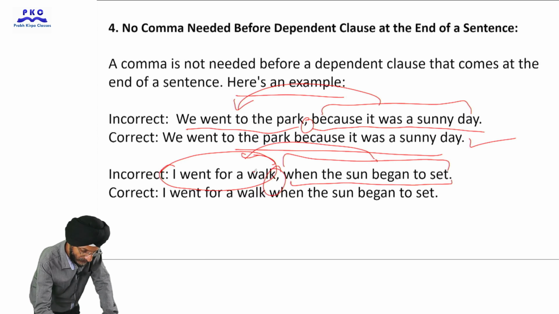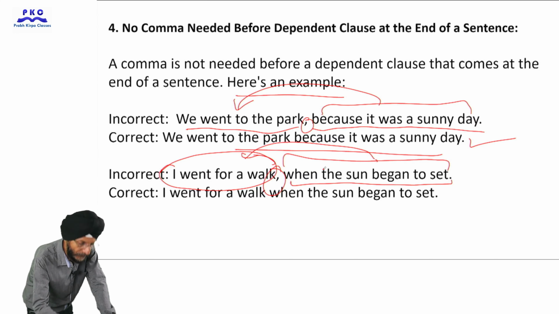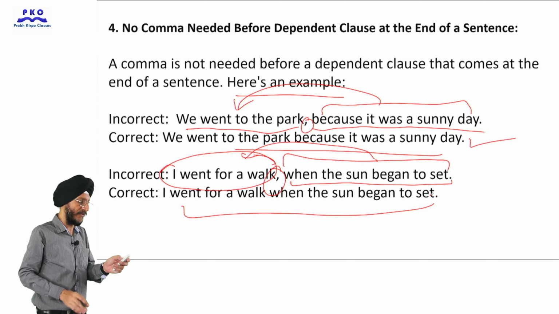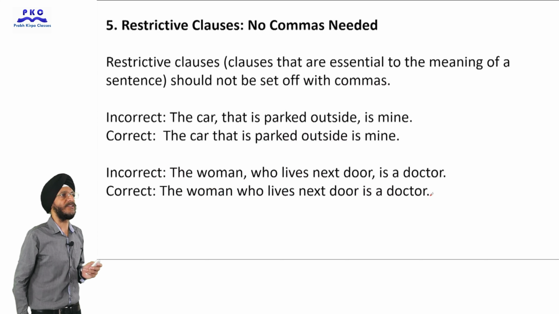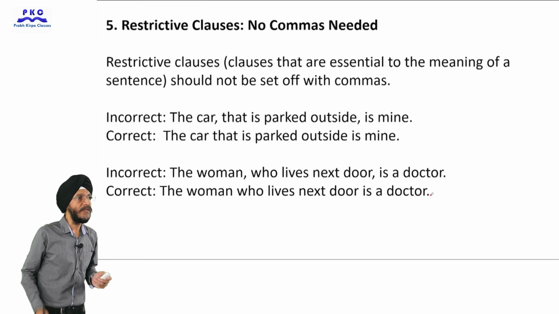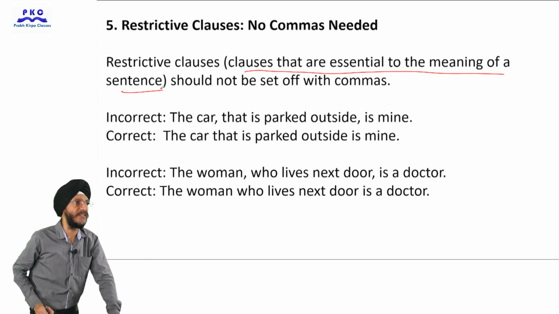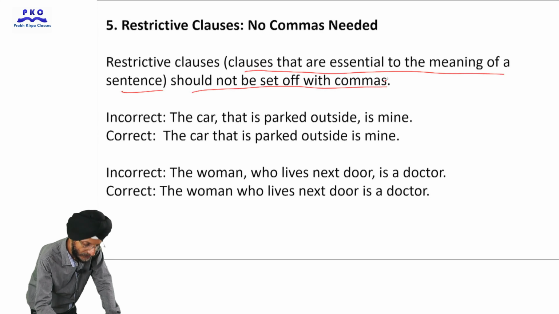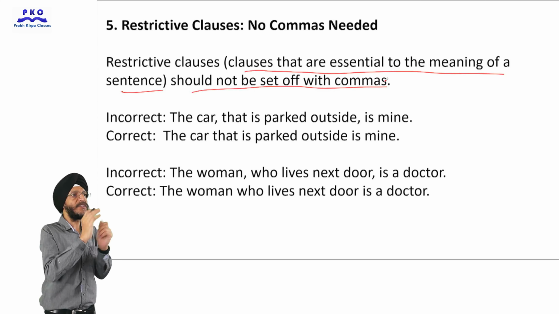So in between the dependent clause and independent clause, a comma is not to be placed. Before the dependent clause, a comma should not be there. So the correct sentence is I went for a walk when the sun began to set, with no comma in between before the dependent clause. Next point, restrictive clauses, no commas needed. Restrictive clauses are those clauses which are essential to the meaning of a sentence and they should not be set off with commas. That is, there should not be a comma in case of restrictive clauses.